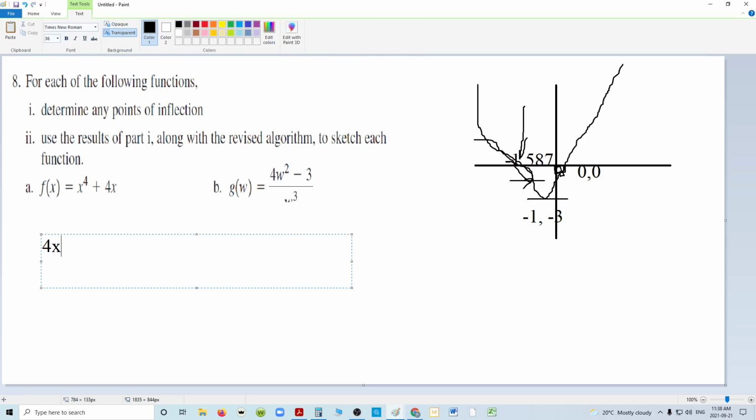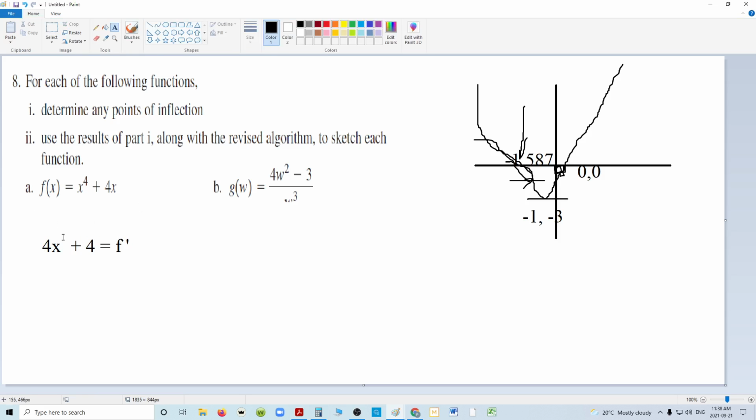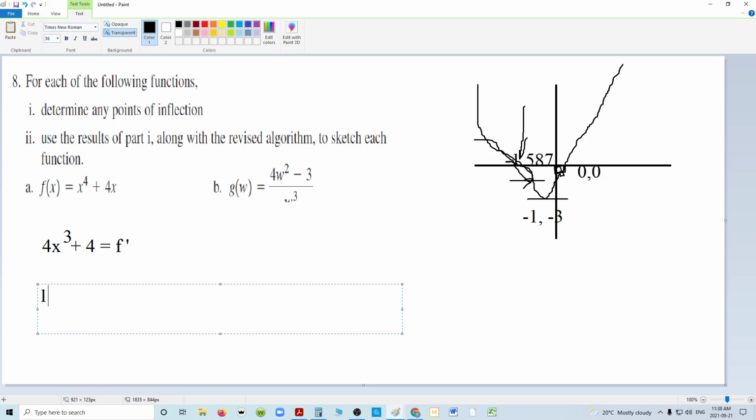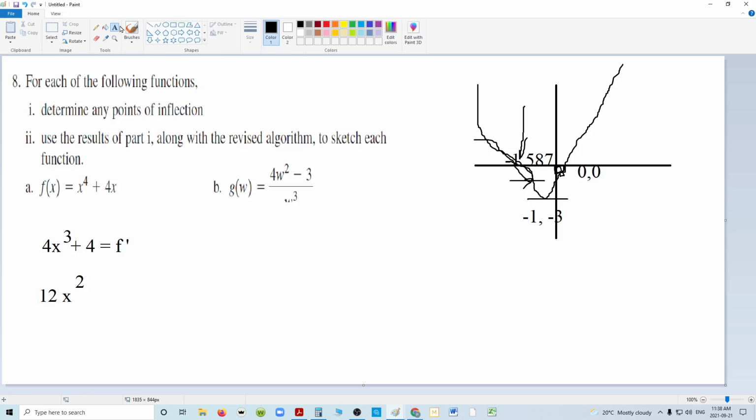And the first derivative was 4x cubed plus 4 equals f prime. That's the first derivative, my bad. Now I'm going to take the second derivative. A derivative of 4 is nothing, so all I'm going to be left with is 12x squared. Okay, if I set that to 0, I will find the inflection point.